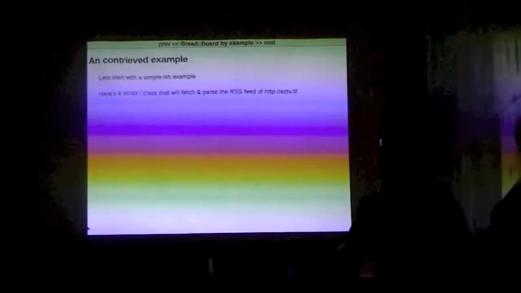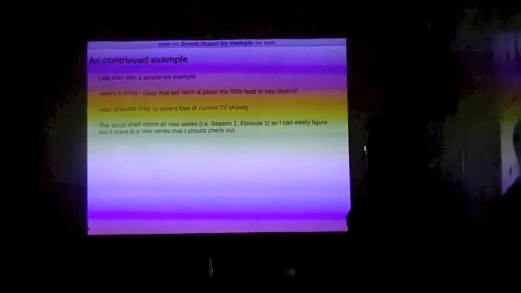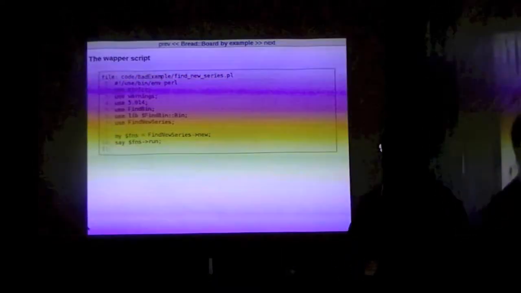So here's where the example starts. Here's a very simple example. A small script which will fetch an RSS feed from a site that provides links to TV series torrent files. And the script shall report all of the new TV series, season 1, episode 1 of stuff that turns up, so I can see if I'm probably interested in that season or series or not. I don't care about 720p, so I don't want the big files. And yeah, here's a small wrapper script that runs that thing.